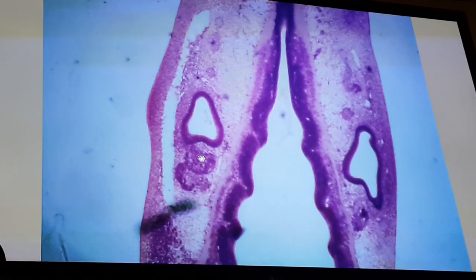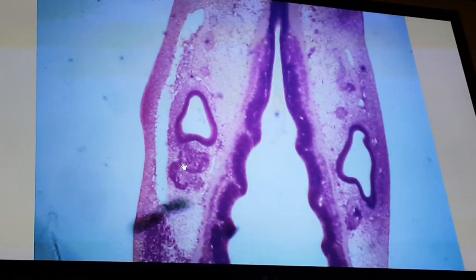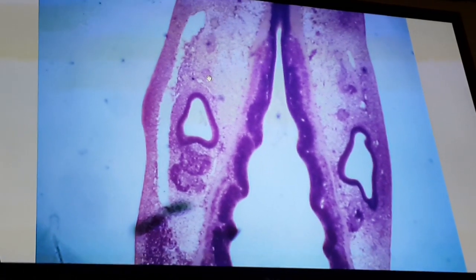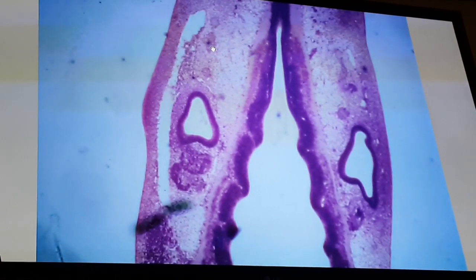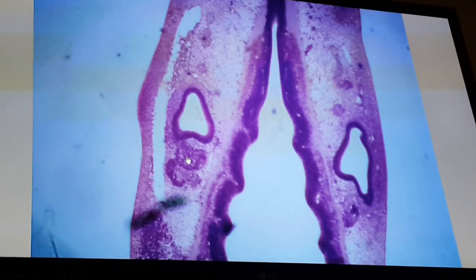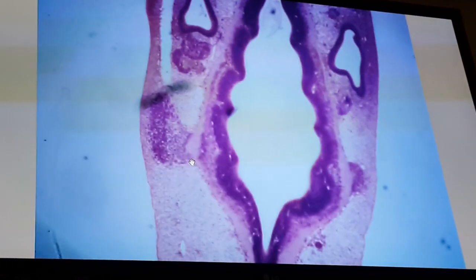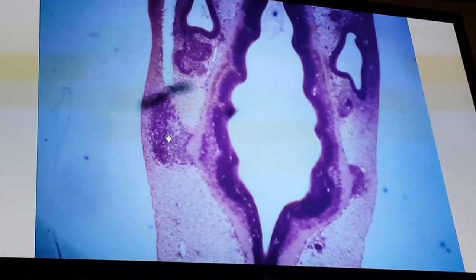And anterior to the ear vesicle, this is acoustico-facialis ganglia. While behind the ear vesicle, this is the ganglia of the 9th, and this is the ganglia of the 10th cranial nerve. Anterior to the acoustico-facialis ganglia, this is the ganglia of the trigeminal nerve.